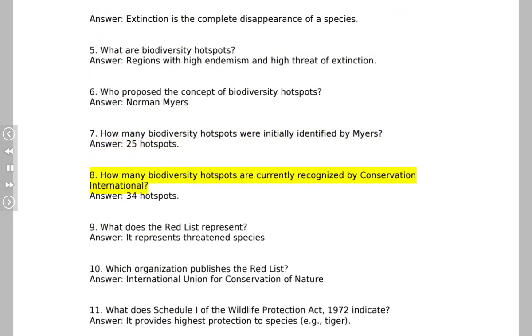7. How many biodiversity hotspots were initially identified by Myers? Answer. 25 hotspots. 8. How many biodiversity hotspots are currently recognized by Conservation International? Answer. 34 hotspots. 9. What does the Red List represent? Answer. It represents threatened species. 10. Which organization publishes the Red List? Answer. International Union for Conservation of Nature.